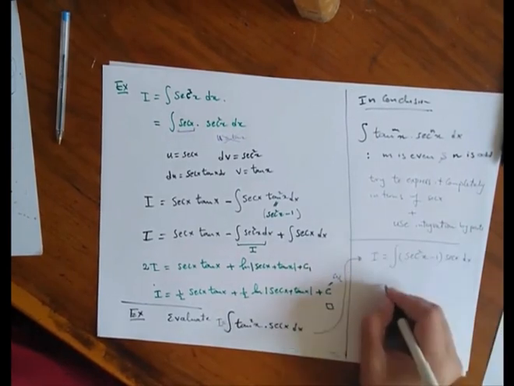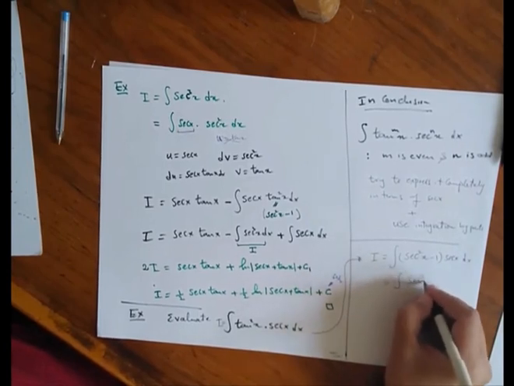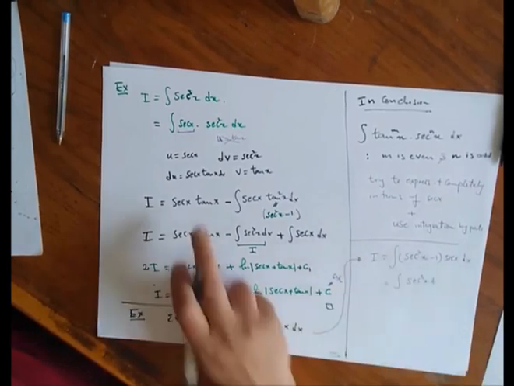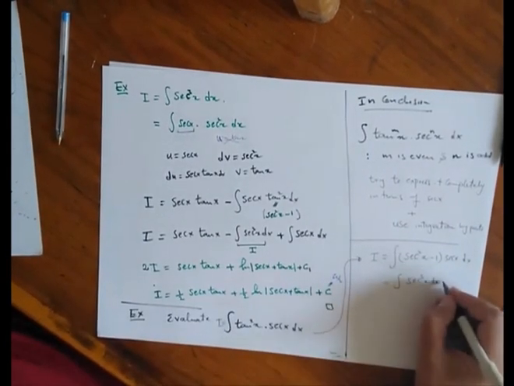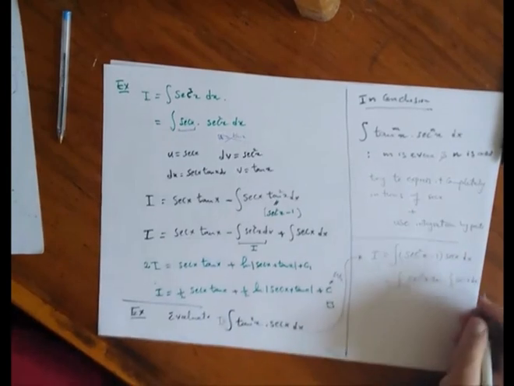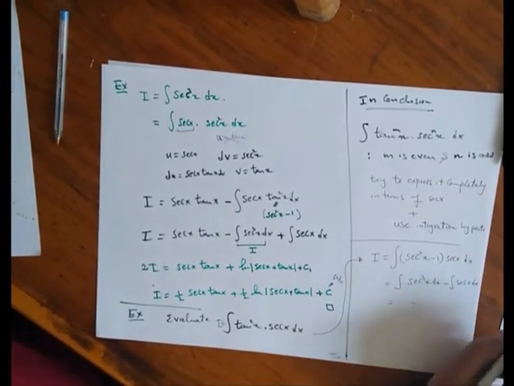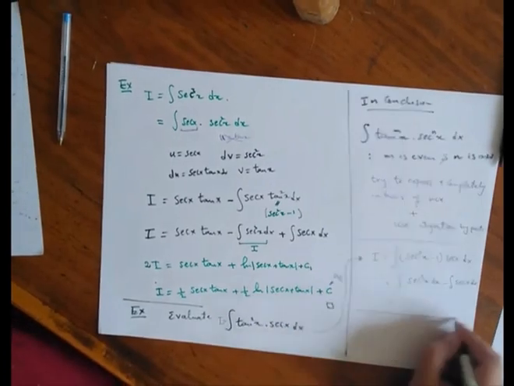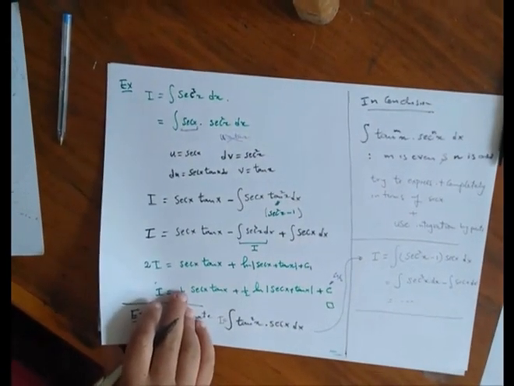So you will have the first one, the integration of secant cubed, which we had done. Anyway, I solved it, minus the integration of secant x that we also did. So you can just copy the answers. And this way we're done with this case.